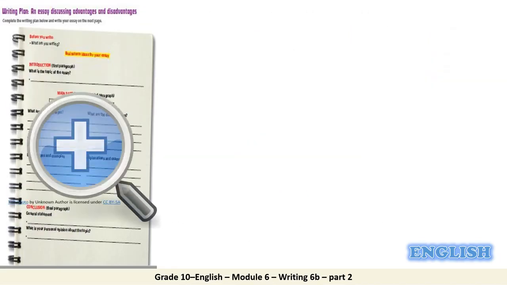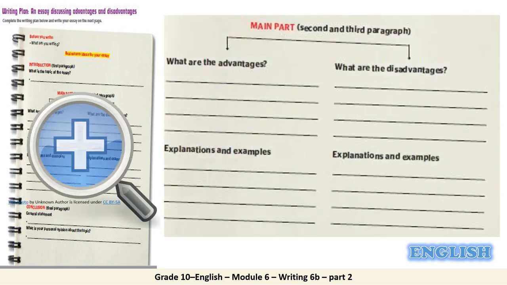Now let's move on to part number 2, which is the main part. According to the advantages and disadvantages we already discussed in the previous slides, we are going to rearrange our ideas and try to put more explanation and examples. Okay, let's start with paragraph 2. What are the advantages? So we said advantage 1 is to know a different culture. But it's not enough to only state the argument. You have also to provide an explanation or an example.